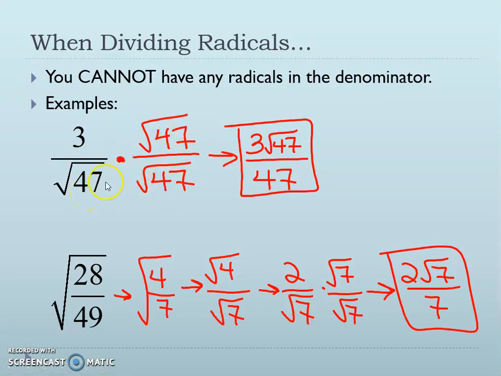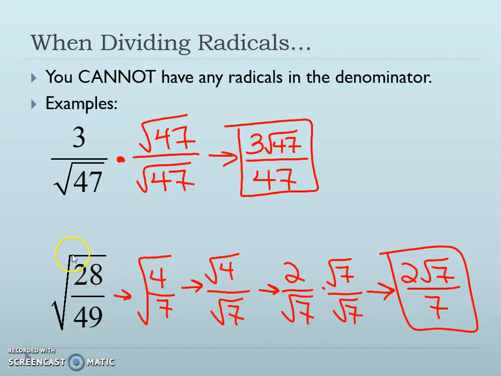So if you do radical 47 times radical 47 on the calculator, you get positive 47. So you get rid of the radical sign. And then up top is 3 radical 47. You just leave the top like that.